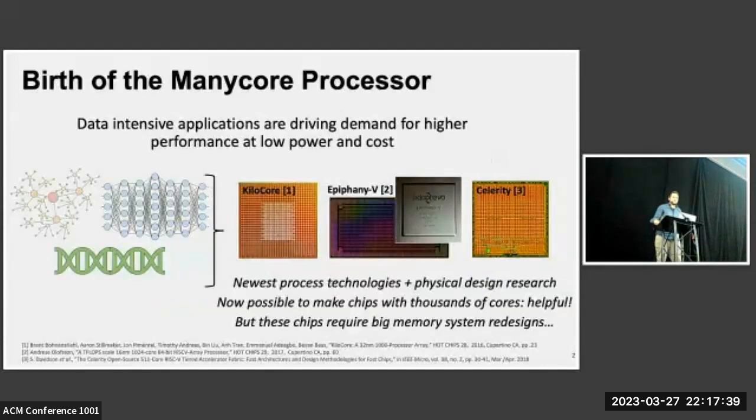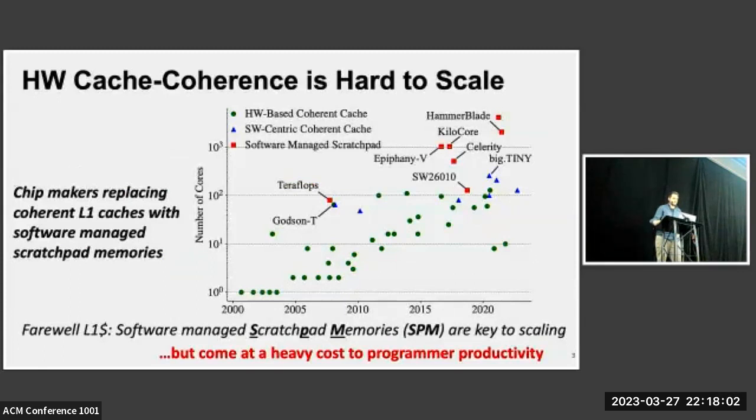So as I'm sure a lot of people in this room know, data-intensive applications are driving a demand for higher performance at lower power and cost. At the same time, the newer process technologies plus some great recent research in physical design methods have made it possible to place thousands of cores on a single chip, which is going to be really helpful for meeting these demands. But these chips have required some very big memory system redesigns.